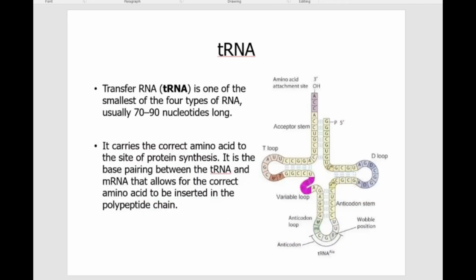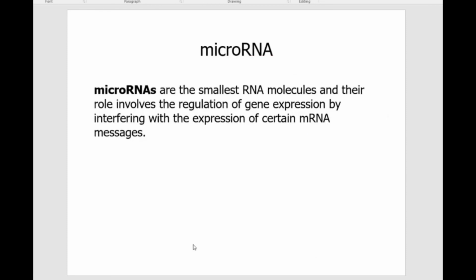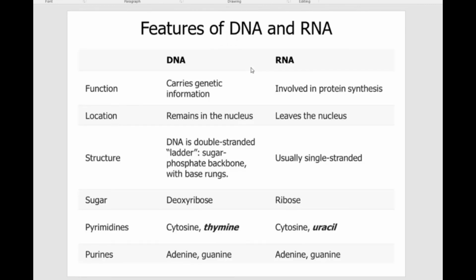And then tRNA, that's the basic shape of tRNA. It's almost like a clover leaf. See over here, that's an amino acid attachment site. It will go around, pick up the amino acid, and then bring the amino acids to ribosomes to form a long polypeptide chain. And then the microRNAs are involved in the regulation of gene expression. We'll talk about that in the gene expression chapter.